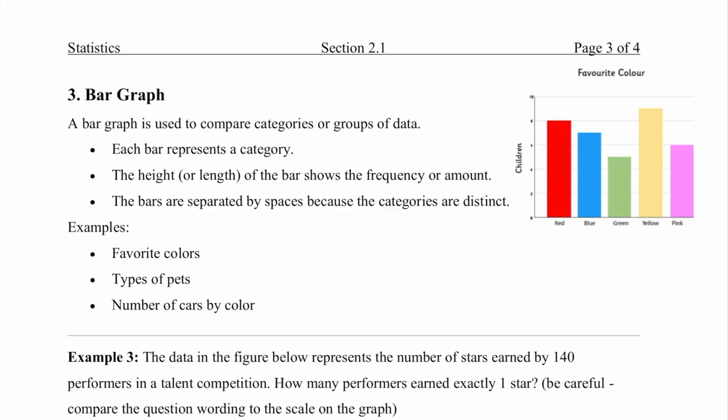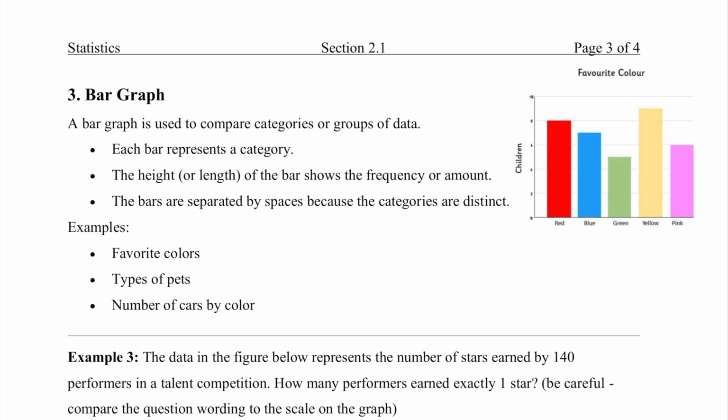A bar graph is used to compare categories or groups of data. Each bar represents a category. The height of the bar represents the frequency or amount.